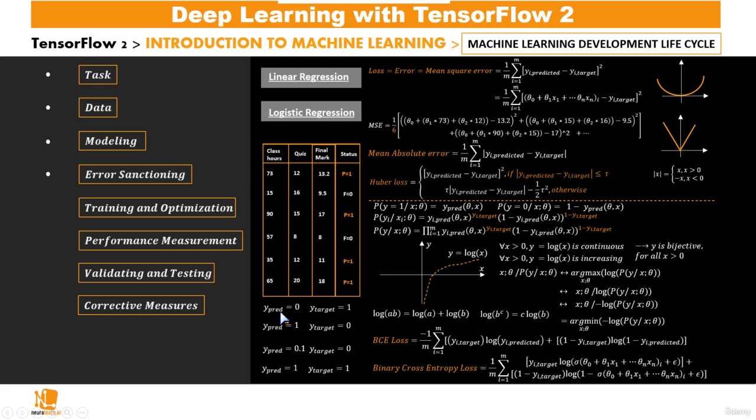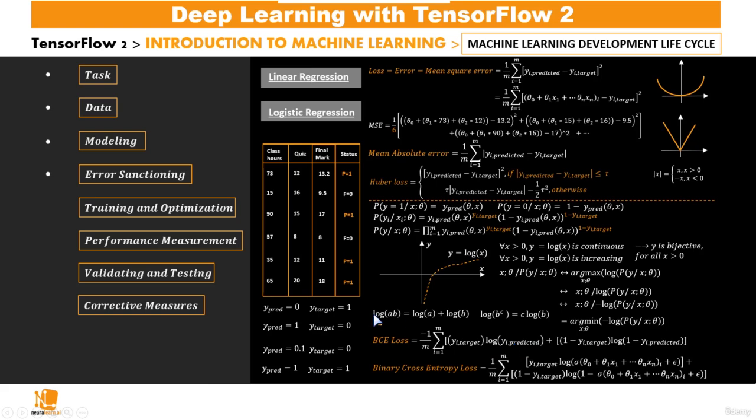Suppose we have y pred equals 0 and y target equals 1. Let's put these as inputs and see what we get as loss. Here we replace y pred with 0, and y target with 1. So we have 1 times log of 0, plus (1 minus y target, which is 1, so we have 0) 0 times log of 1 minus 0. So our final answer is going to be y target times log of y predicted, because the other part is already 0.